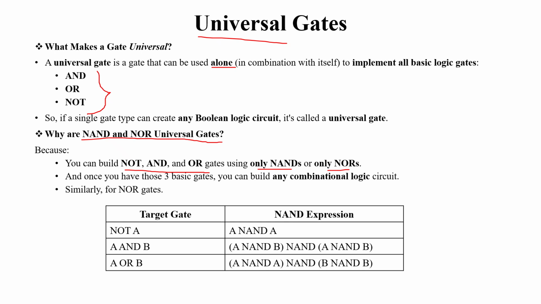The next is A OR B. In case of the OR condition, we go with A NAND A and B NAND B, and we NAND those two outputs together. This is the difference between AND and OR: which particular input is given, ANDed with another input.